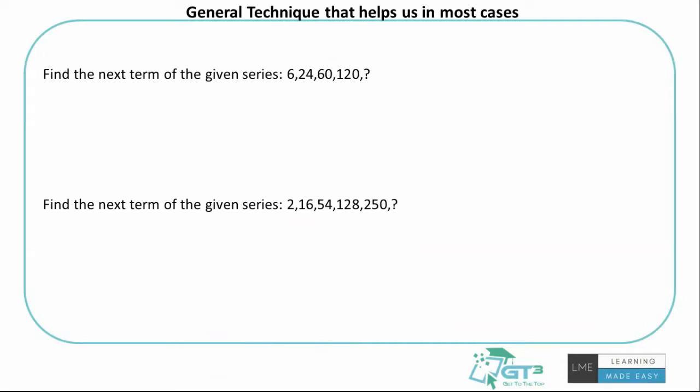So we'll also discuss one general technique that helps us in most cases. Let me show this. Find the next term of the given series: 6, 24, 60 and 120. I know that 6 into 1 is 6, 6 into 4 is 24, 6 into 10 is 60 and 6 into 20 is 120.